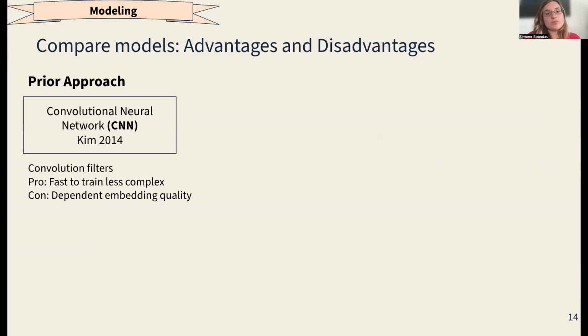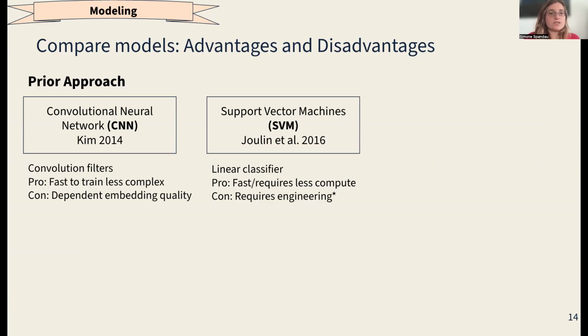So there were prior approaches for this model that were described in the paper. One of these was a convolutional neural network that was published in 2019, and it uses convolutional filters based on pre-trained text vector embeddings. This was very fast to train, but the con is that it depends on the original model's embedding quality. So if the prior embeddings were not trained well, or they don't capture enough information about book spoilers, then the model won't perform as well.